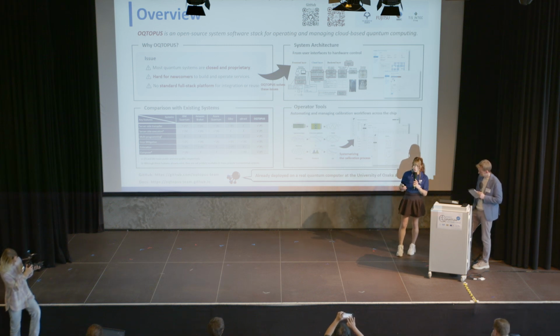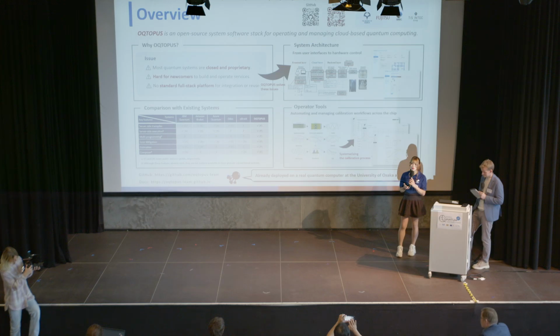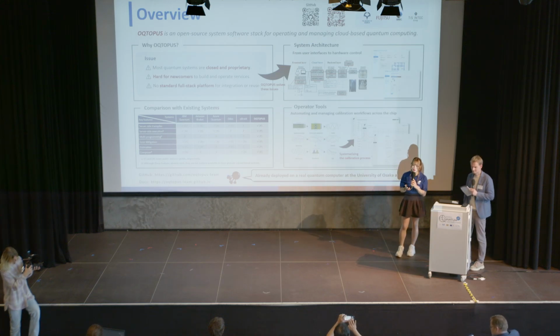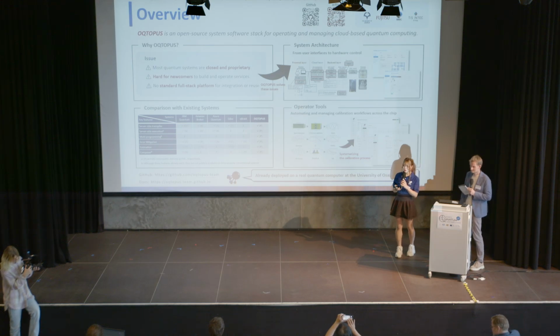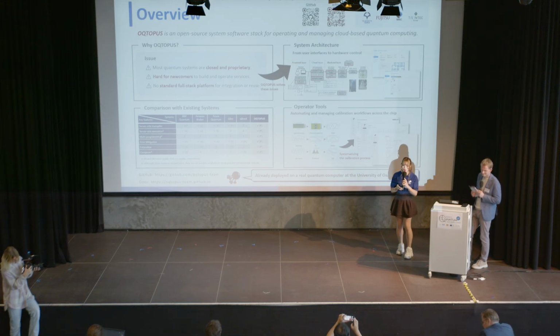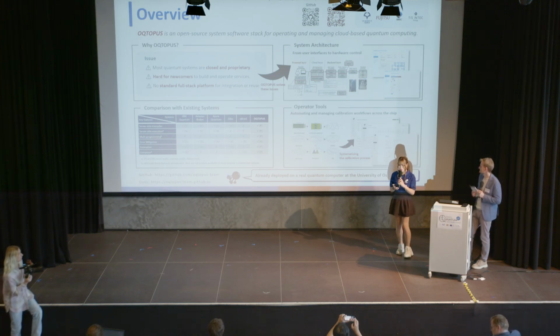Not only the system software stack, but Octopus also includes operational tools. For instance, QDash is an application for automated calibration and monitoring of the quantum device. So thanks to Octopus and QDash, you can scale your operational tasks with respect to the growth of the number of qubits.